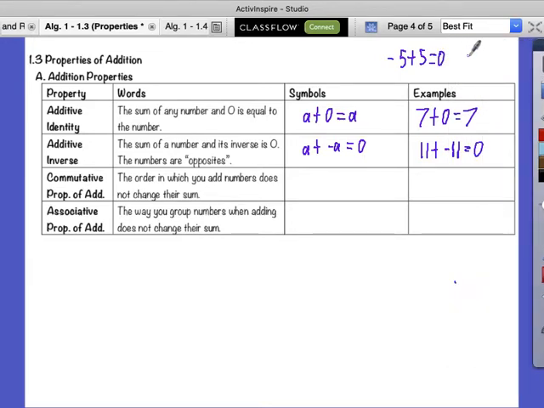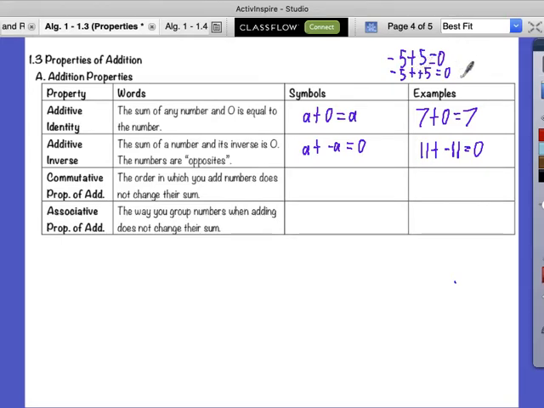That's the same thing as saying minus negative 5. Two negative signs in a row. Here we subtract, it's like you're adding a positive.